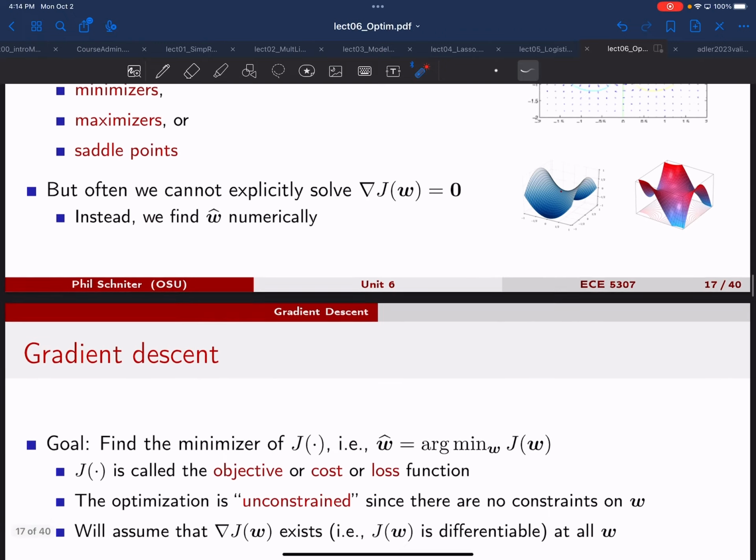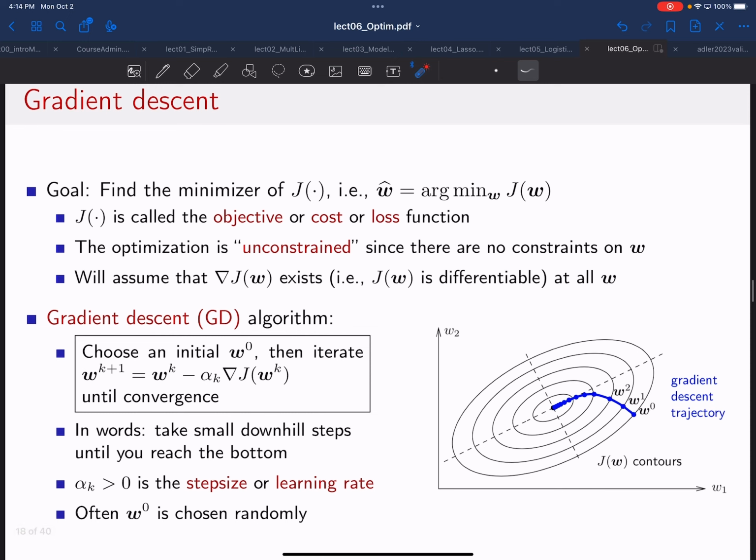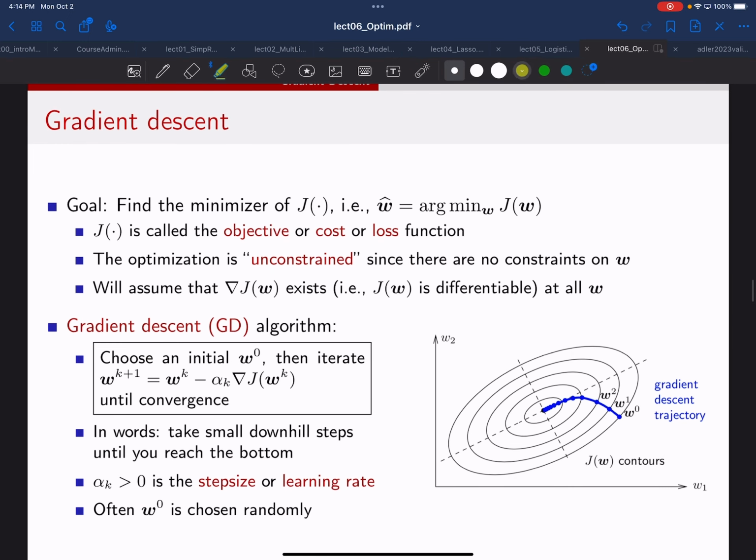Okay, so with that in mind, here's the approach we're going to focus on. It's called gradient descent. This is the simplest version of the workhorse optimization approach used in machine learning. So our objective here is to find the minimizer of this function J. I've been using different names for this. I've been calling it a cost function in this unit. In previous units, we've called it the loss function. Sometimes people call it the objective, but it's the thing we want to minimize.